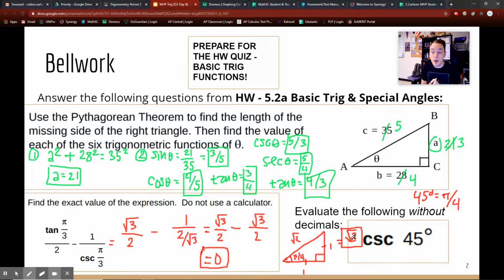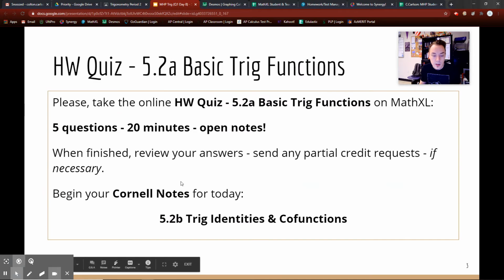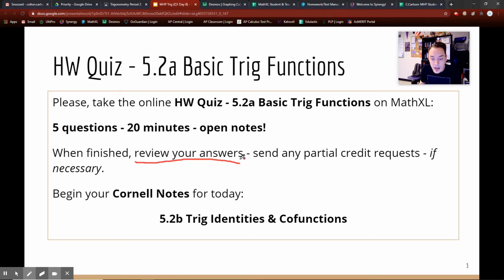Awesome. So that's my bell work. Let's get to the homework quiz. Pause if you need to. I'm going to move on. So the homework quiz, of course, is 5 questions, 20 minutes. Obviously, it's open notes. Please review your answers and send any partial credit requests to my email because, again, you guys can get extra credit.